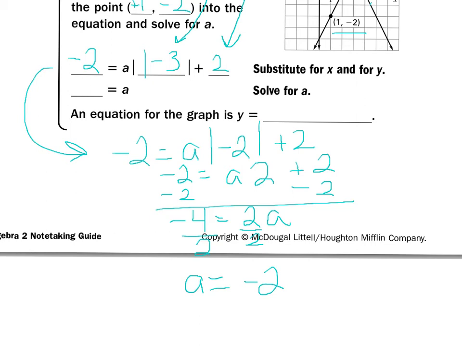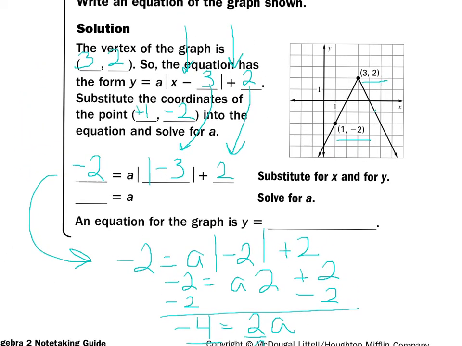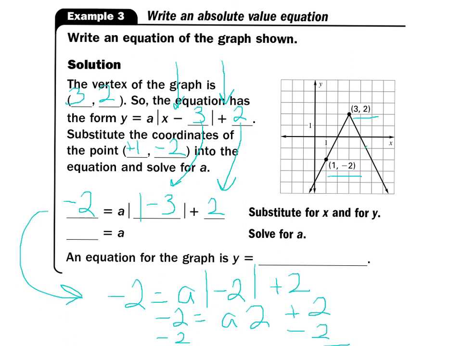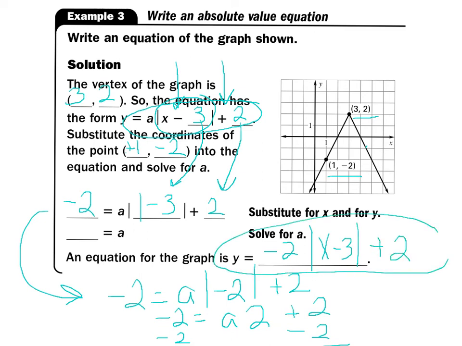Now that's not my answer. That's just my a value. So I need to substitute my a value back into the form of my graph up here. So my whole answer will be y equals negative 2 times absolute value of x minus 3 plus 2. And that's my equation for that graph.